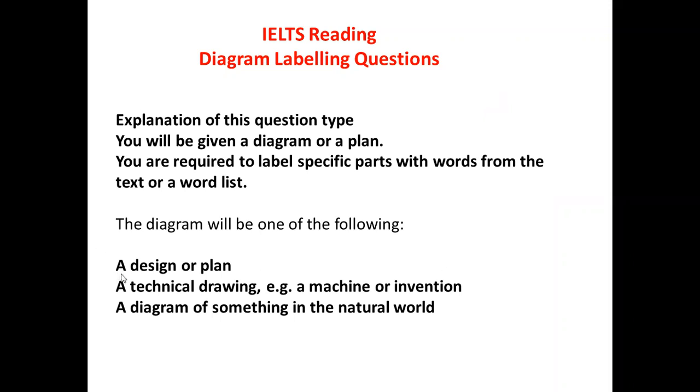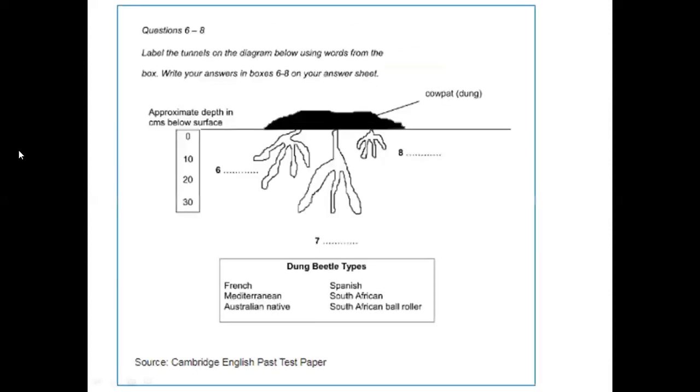So that could be a design or a plan, a technical drawing, for example, a machine or invention, a diagram of something in the natural world. So we will have one example here. This is the example. So how do you do this?